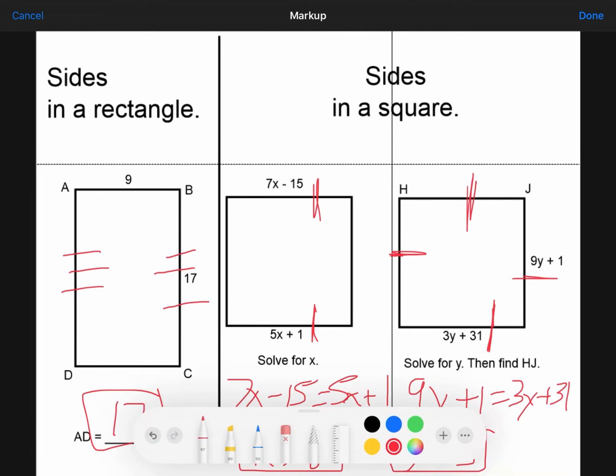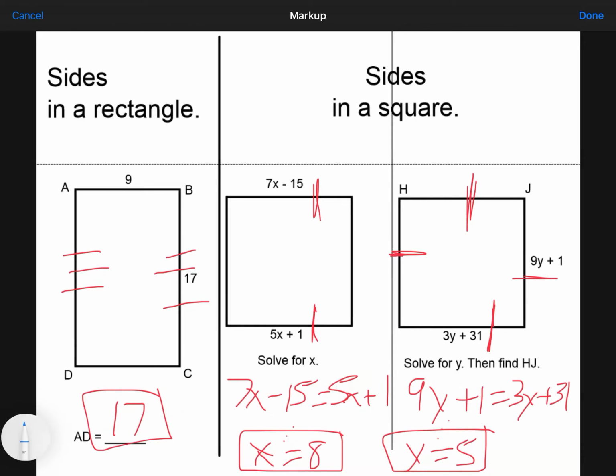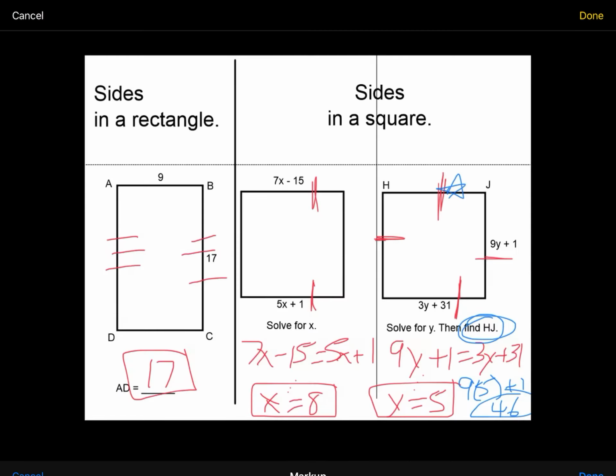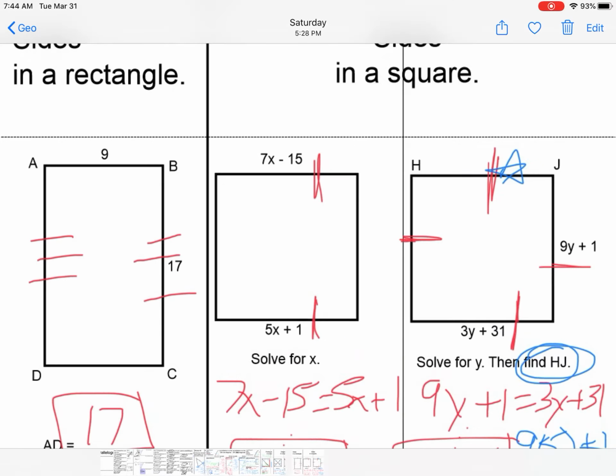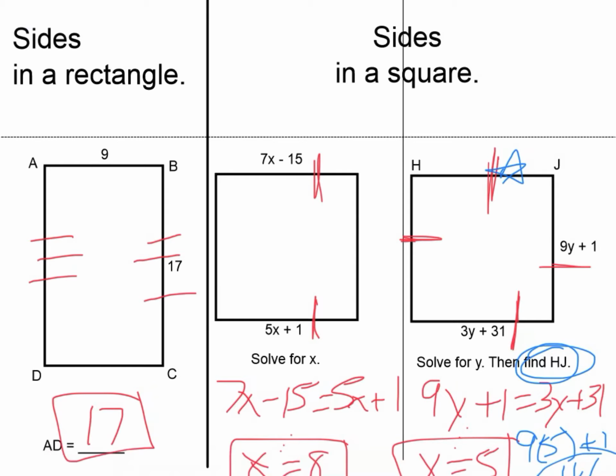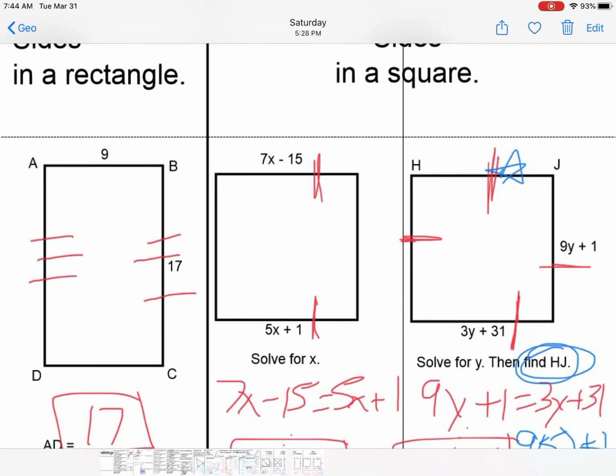And then lastly, it's asking for how big is HJ. How big is this side here? Same as any other side. Just have to plug it back in. Doesn't matter which side you plug it back into, because all the sides are the same. And you're going to answer 46. So compared to rhombuses, which was harder, and parallelograms, which might have been harder, this one should be significantly easier. Yes, there's going to be some algebra to do. Yes, you might have to plug some things back in.